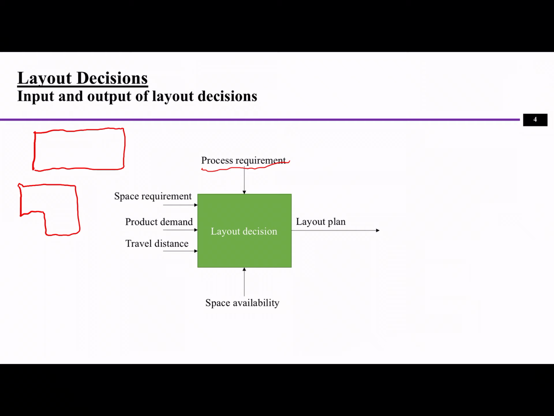And so, for example, maybe you can put all the metal work here, and then maybe there's a paint line somewhere here, and then maybe the assembly line somewhere here, and then packaging and shipping. So this is one layout plan because you want to group similar processes together.